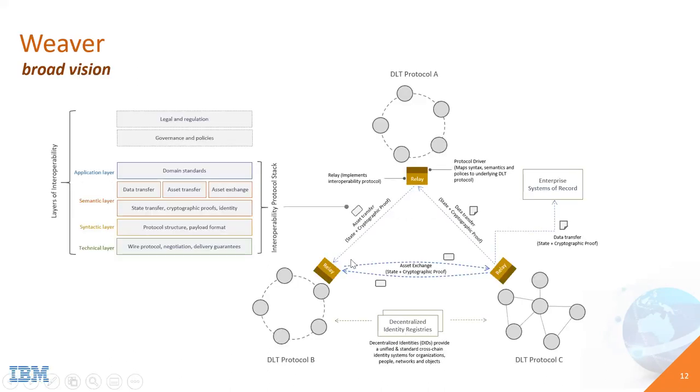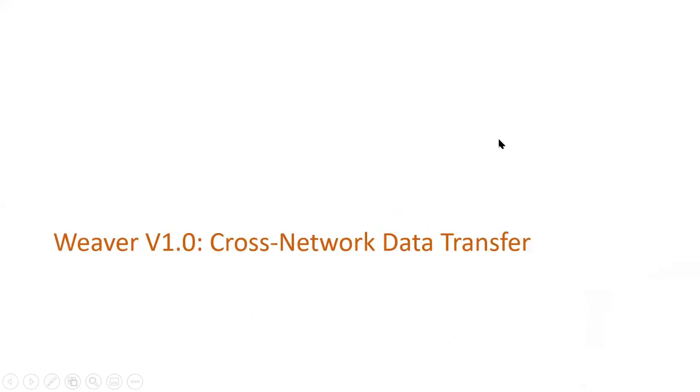The triangle is describing our three broad use cases: asset transfer, data transfer, asset exchange. And what you see here is the high-level vision. Networks communicate with each other for a particular use case via a module that we call the relay. So the relay is a component that's owned and maintained collectively by a network. It's governed by the network's governance rules, and that's something that we use to ensure communication.